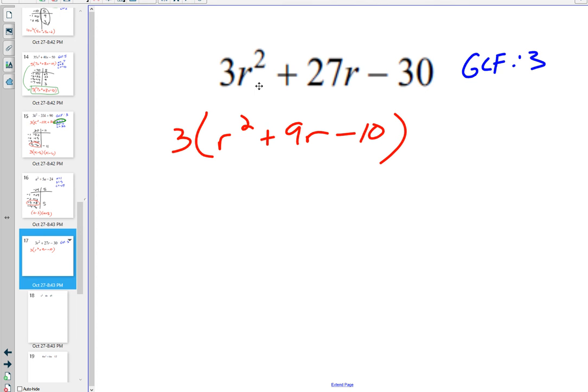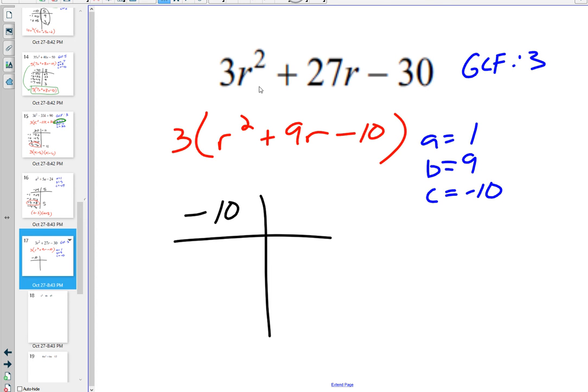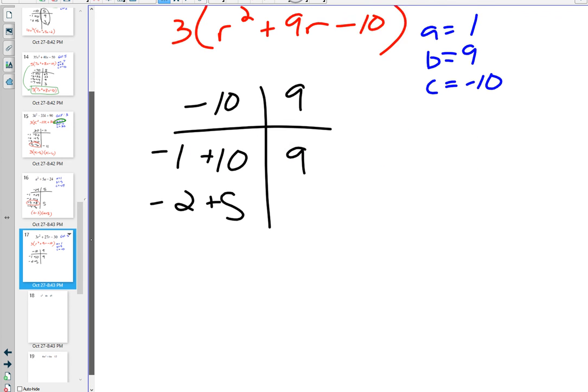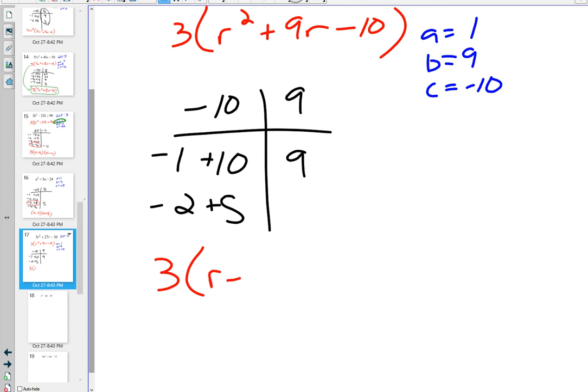This can't be a perfect square trinomial because 10 is negative. It's also not perfect. So a is 1, which is great. We love that. B is 9 and C is negative 10. Two numbers that multiply to negative 10 and add up to 9. So 1 and 10, 2 and 5 under this scenario. Again, negative, negative, positive, positive. Do any of these add up to 9? Yes, this one does. So we have the 3 that we took out from the GCF. Then we would have r minus 1 and r plus 10.